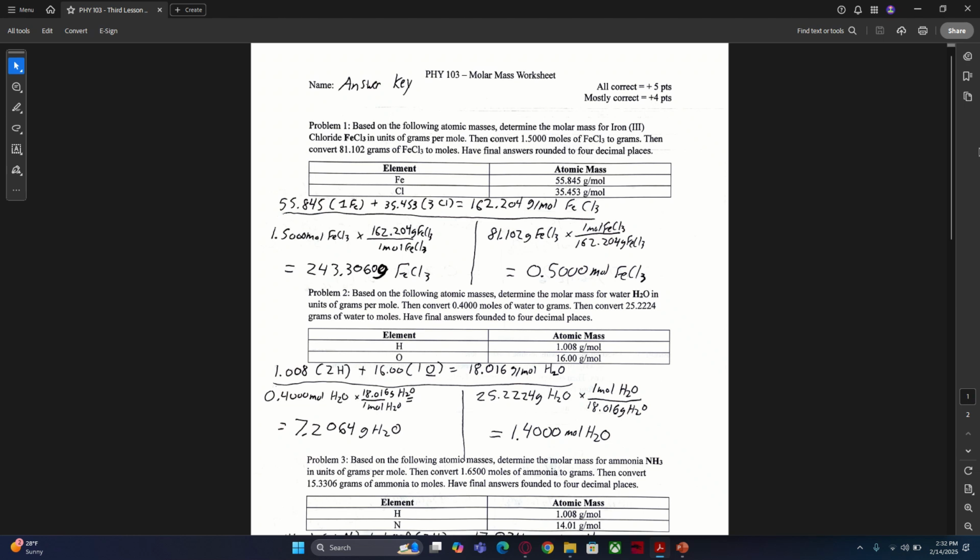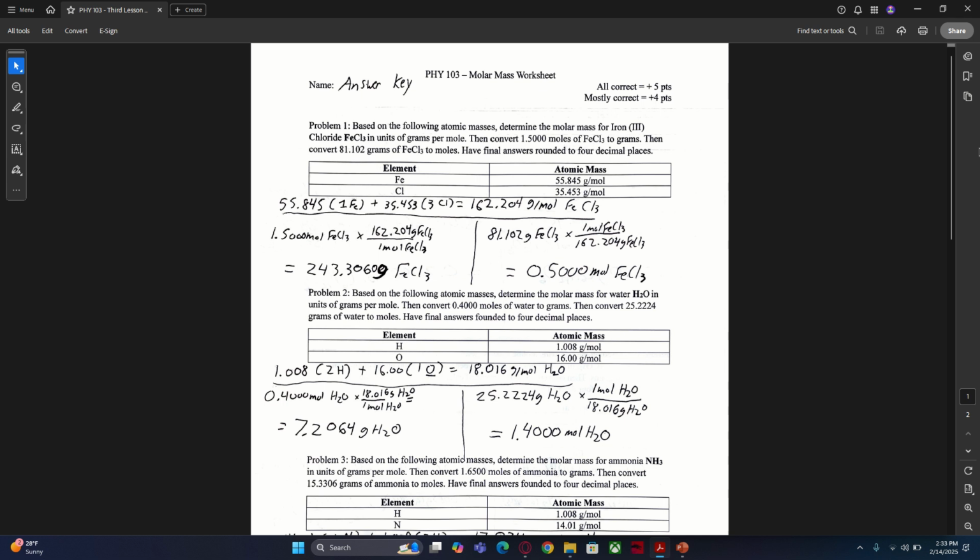Hello, class. What we're going to go over is that molar mass worksheet, the bonus assignment for this lesson this week. Essentially, it's a very repetitive topic, but it's very foundational to continue on for the little bit of chemistry we'll use for thermodynamics next week.